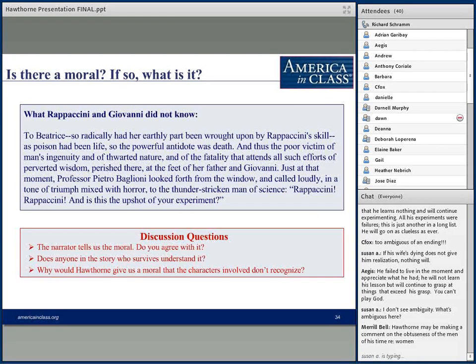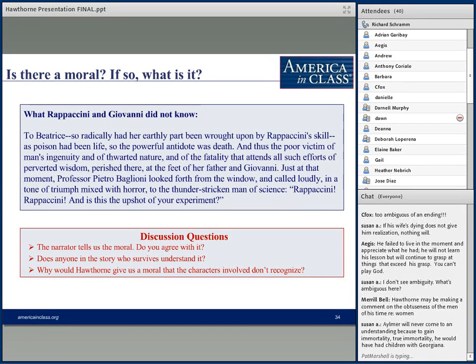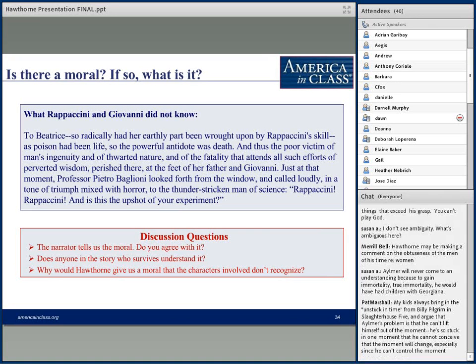We have some comments. He failed to live in the moment and appreciate what he had. He will not learn his lesson, but will continue to grasp at things that exceed his grasp. You can't play God. Hawthorne may be making a comment on the obtuseness of men of his time regarding women. Then Susan writes, I don't see the ambiguity. What's ambiguous here? A far clearer thinker than I am, I'll tell you that. Aylmer will never come to an understanding because to gain immortality, true immortality, he would have had to have had children with Georgiana. That's an interesting point, Susan.